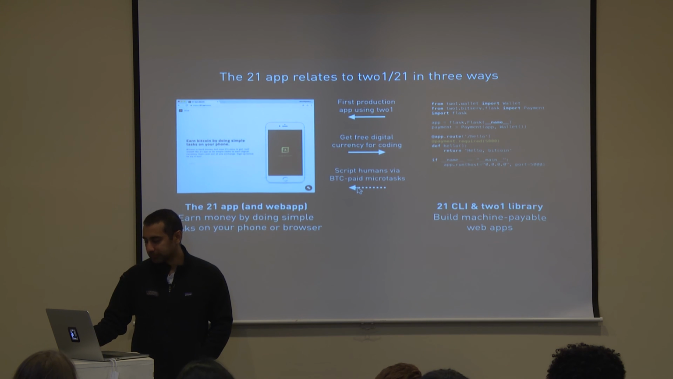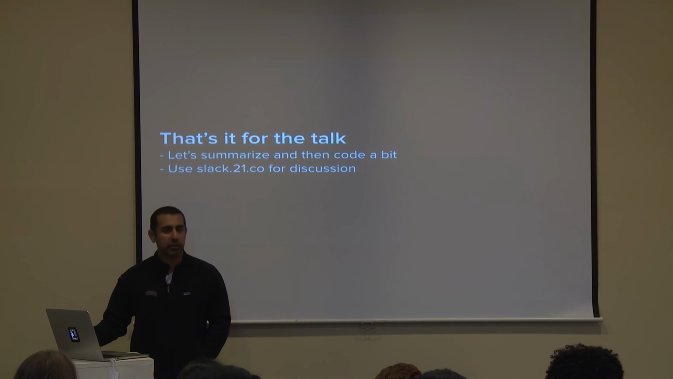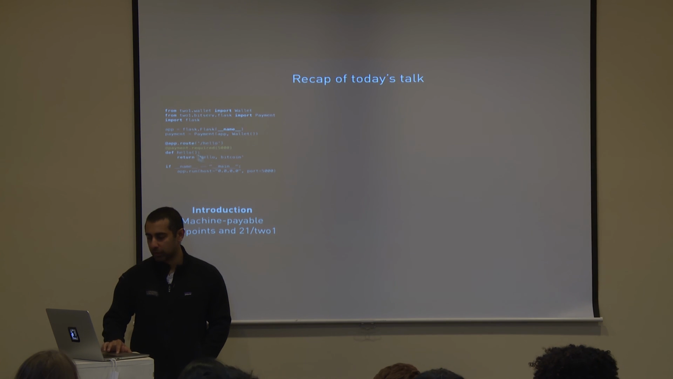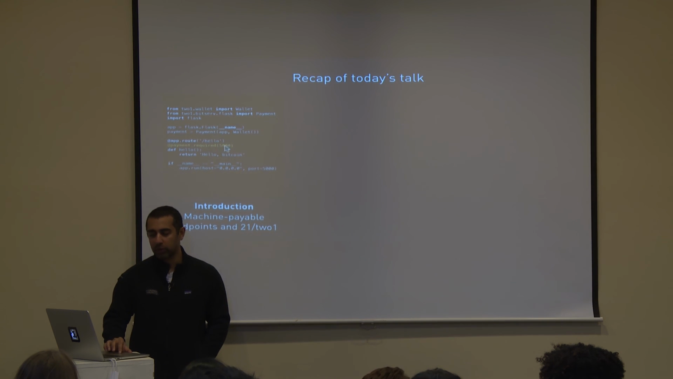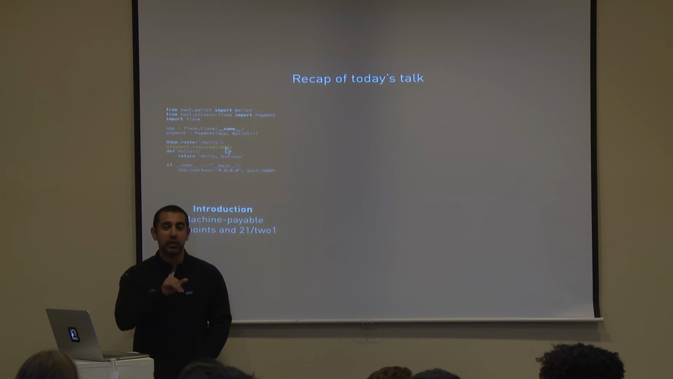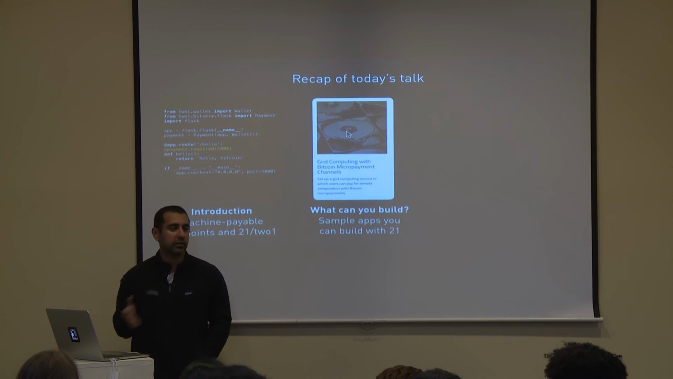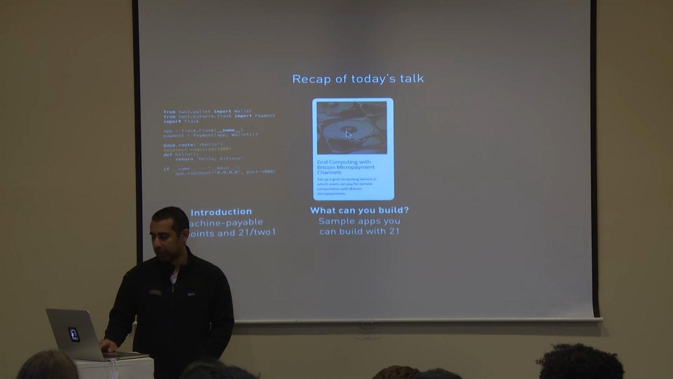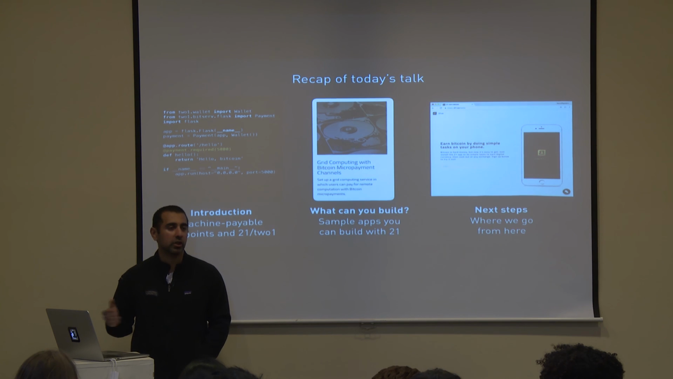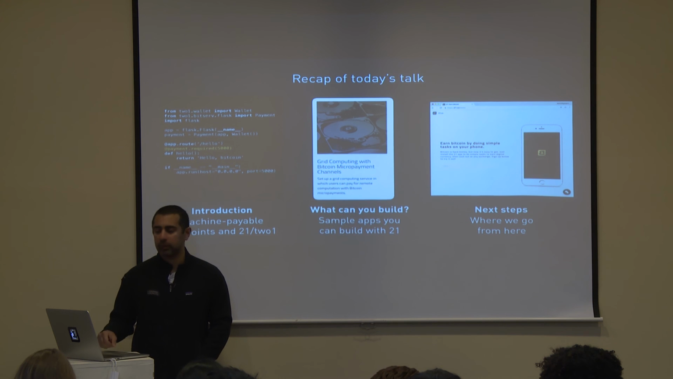Okay, so that's it. Let me summarize, and then we can code a bit. Basically, what we talked about was this way of building machine payable endpoints. You could do payment required, 5,000 Satoshis, and put that in front of any existing web endpoint. We talked about a bunch of different kinds of applications that you can build. And finally, we talked about a production application with the tasks, where you can do micro tasks for micropayments.